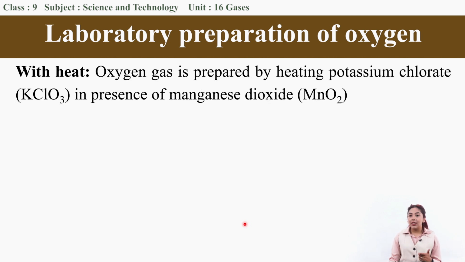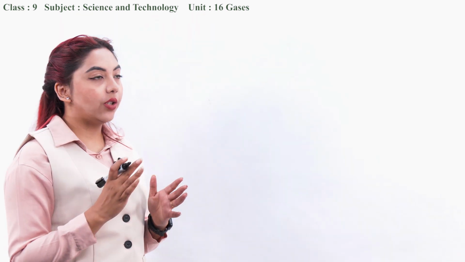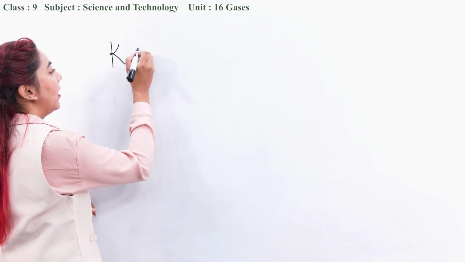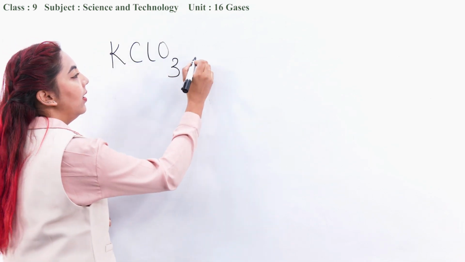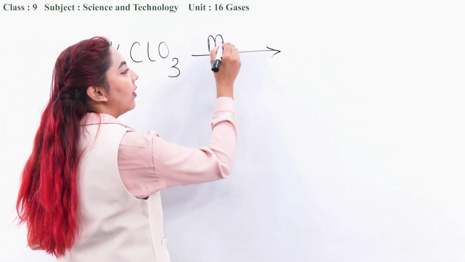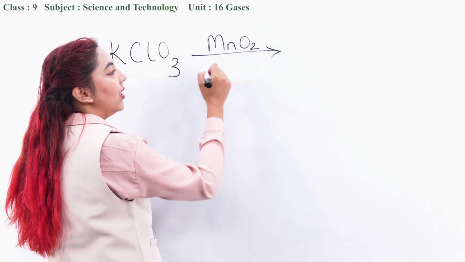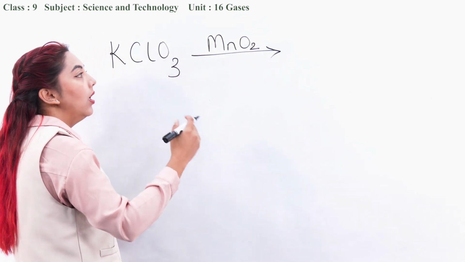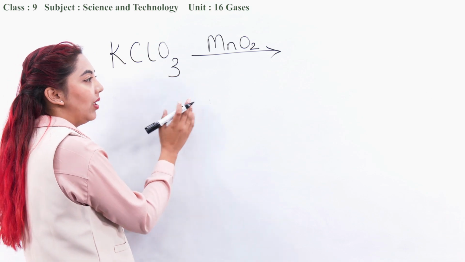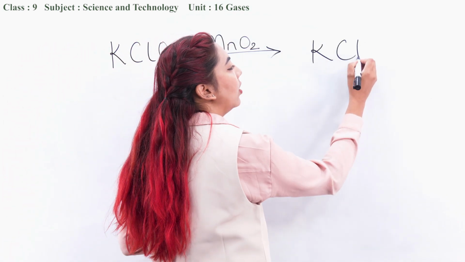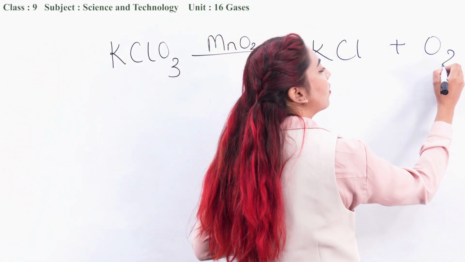Now by using heat, we can again decompose potassium chlorate in the presence of the same catalyst, that is manganese dioxide, and if we apply heat, then oxygen gas can be produced in the laboratory. Potassium chlorate, KClO3, is decomposed in the presence of catalyst MnO2. This catalyst enhances the decomposition of potassium chlorate into potassium chloride and oxygen gas.